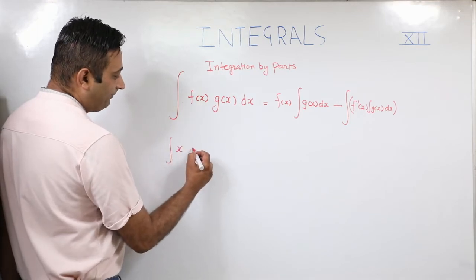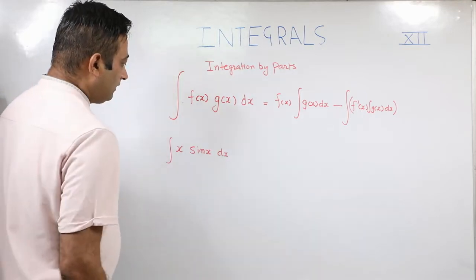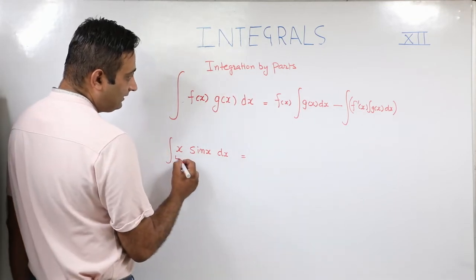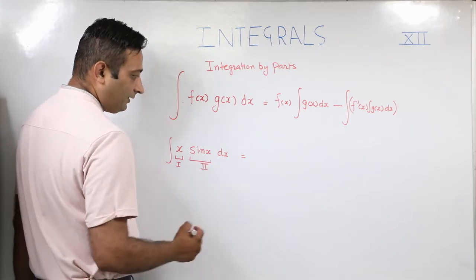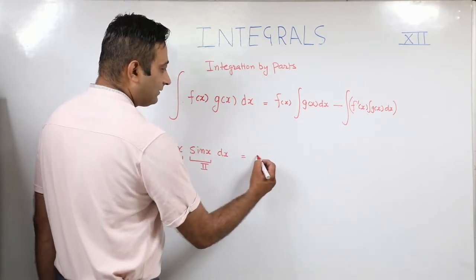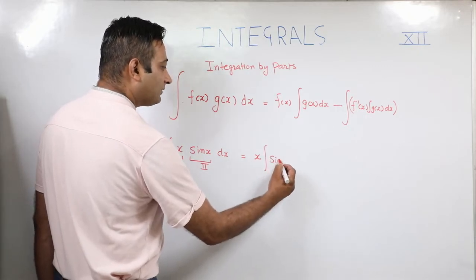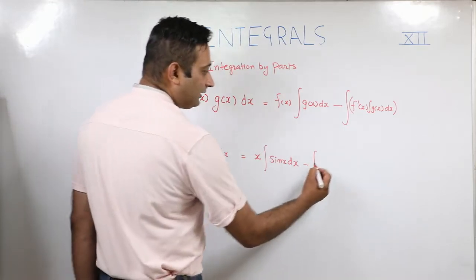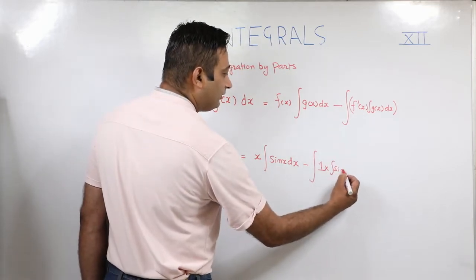So let us take one example where we can apply this formula. We have x sin x dx. Now let us consider this function as f(x), that is the first function, and this function as the second function. Let us integrate using the formula. Now f(x) is x here, so we'll write x here, and the integral of sin x, minus the integral of the derivative of x, that will be 1, into the integral of the second one, that is the integral of sin x.